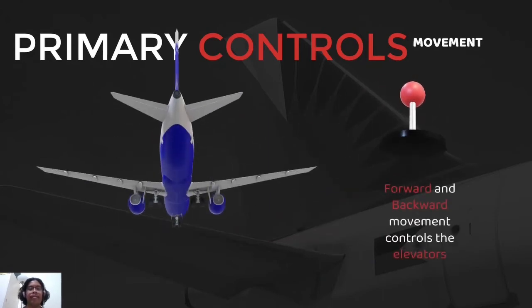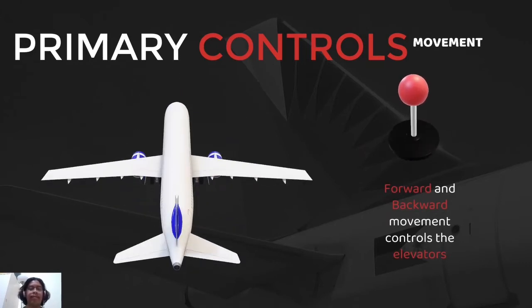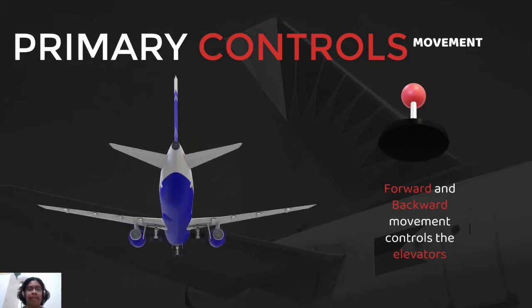The forward and backward movement of the yoke controls the elevators, such that when the yoke is moved backward, the elevators deflect upward to lower the tail and raise the nose. Conversely, when the yoke is moved forward, the elevators deflect downward, which raises the tail and lowers the nose.